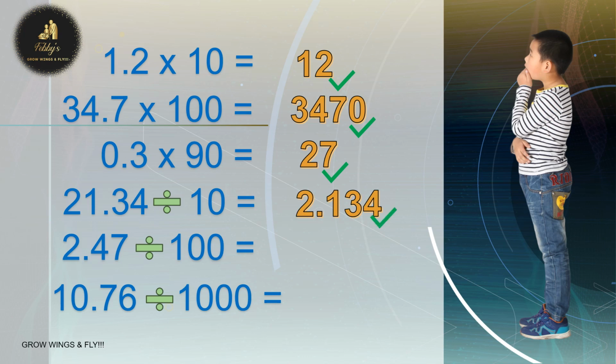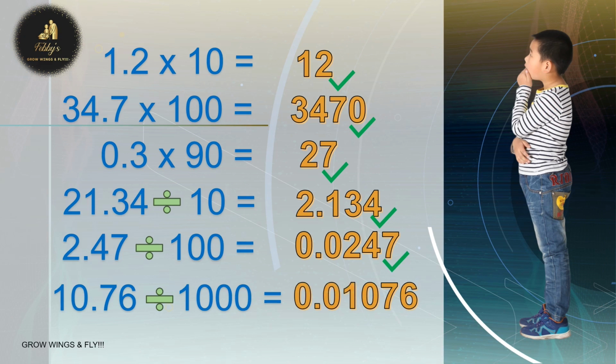Correct? The next one I have to move it twice towards the left, so my answer is going to be 0.0247 because I do not have a number before 2 and that umbrella is going to be empty. Correct. What about the last one? Mr. Febby said. I have to move the decimal point 3 places towards the left, so I will get the answer as 0.01076 because I do not have any number before 1 and I have to put a 0 to cover the umbrella. Am I right?